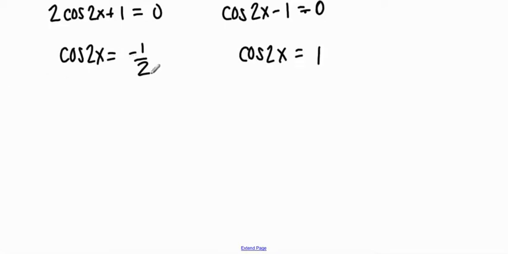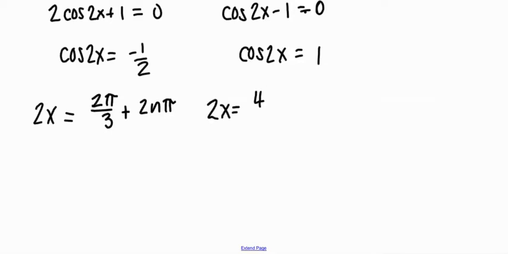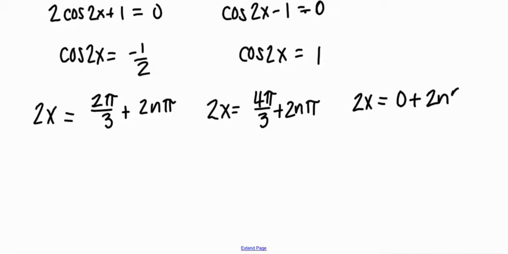Now the cosine of 2x equals negative 1/2 will happen at 2 pi over 3 and every 2n pi. It will also happen at 4 pi over 3 and every 2n pi. While the cosine of 2x equals 1, the cosine is going to equal 1 when 2x is equal to 0 plus 2n pi. Now I'm going to divide each term by 2, or multiply each term by 1/2.